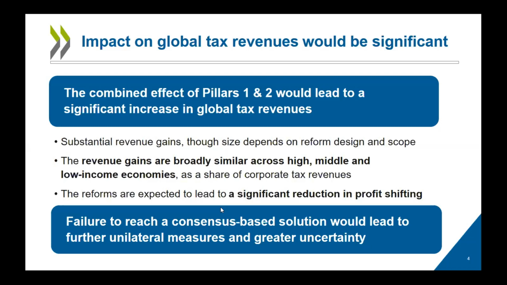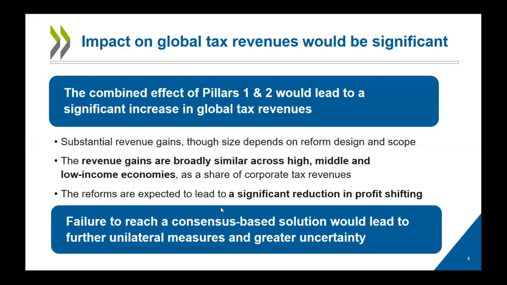The revenue gains are broadly similar across high, middle and low income economies, and that's measured as a share of corporate tax revenues. The reforms are expected to lead to a significant reduction in profit shifting, and you'll see that in large part this is as a result of both Pillar 1 and Pillar 2 reducing tax rate differentials and therefore reducing some of the incentives that exist for firms to engage in aggressive tax planning and profit shifting activity.